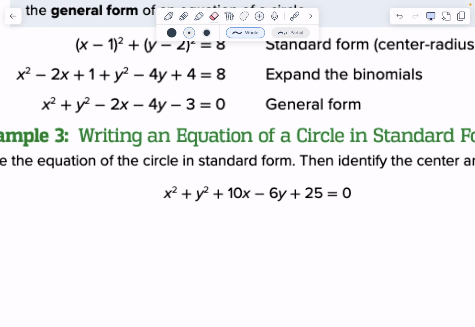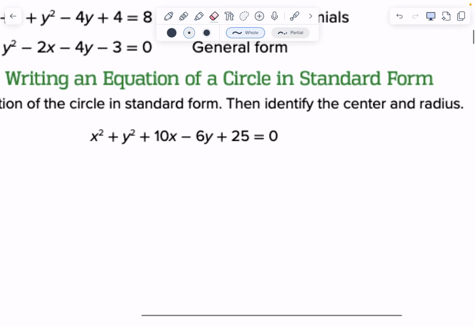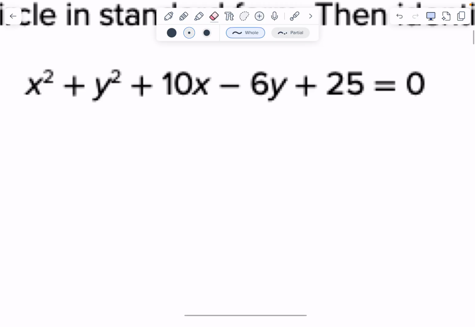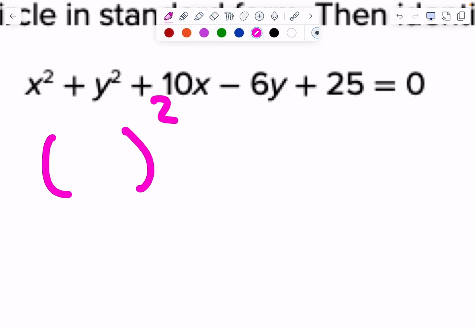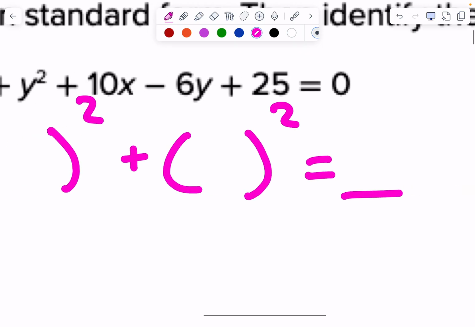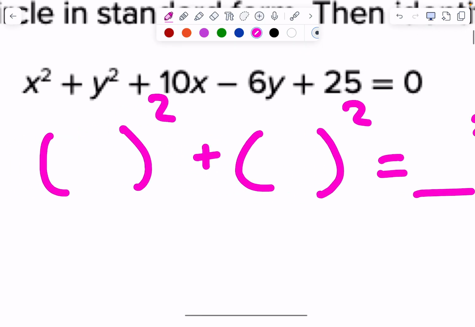Example 3, here's what it says. Write the equation of this circle in standard form. This thing does graph a circle, but everything's been all foiled out. Normally we want it like this: x plus something squared plus y plus something squared equals r squared. It is not in that format right now, and I need to make it into that format.